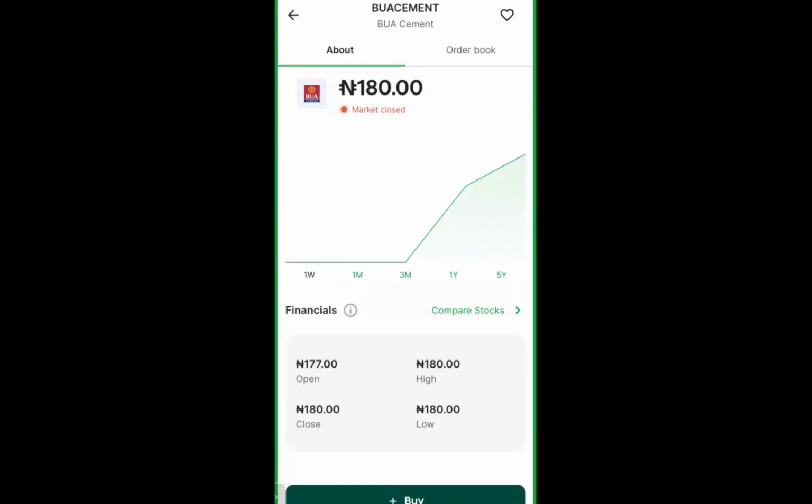Unfortunately, Nigerian finance does not give you as much detail as the US stock markets. Okay, so this is BUA. BUA is currently 118 naira.